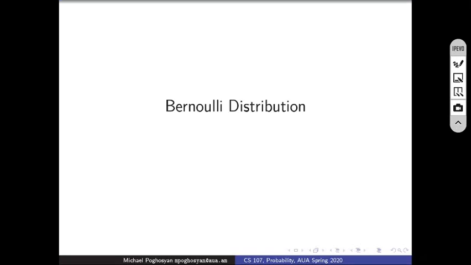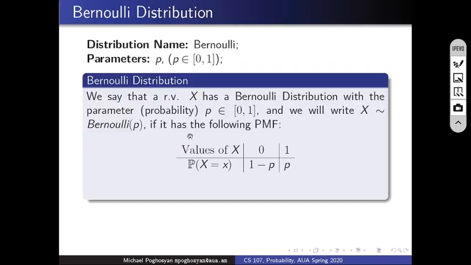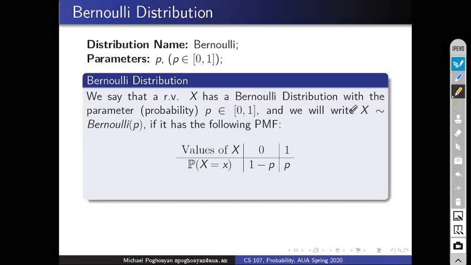The next one is the Bernoulli distribution. So, an important distribution. The name of the distribution is Bernoulli, and it has a parameter P. P is a probability, so P is any number between 0 and 1. We say that X is Bernoulli distributed with parameter P, and we will write it like this. We read this as the distribution of X is Bernoulli P, or X is a Bernoulli P random variable, and the definition is the following.